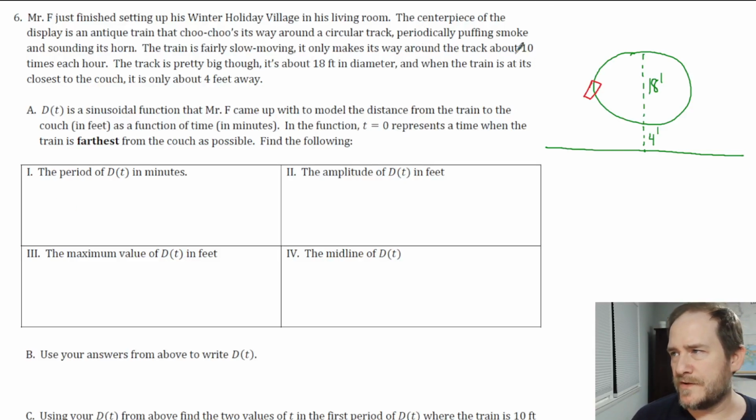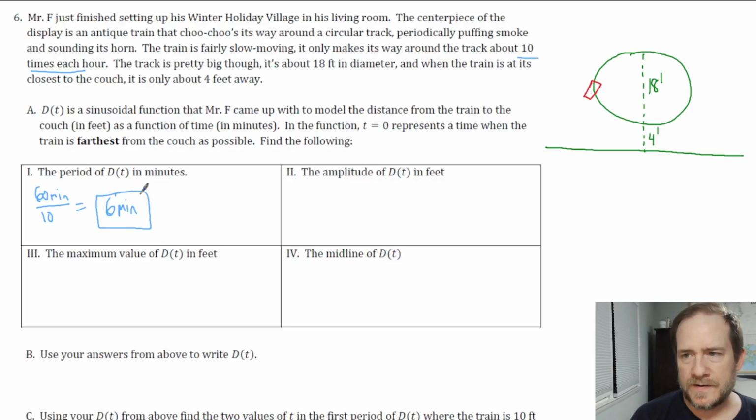Up here where it mentioned that we only go around 10 times per hour, then that's telling you that in 60 minutes we only go around 10 times. So each revolution takes 6 minutes. So that would be a period. Every 6 minutes we complete a full cycle.